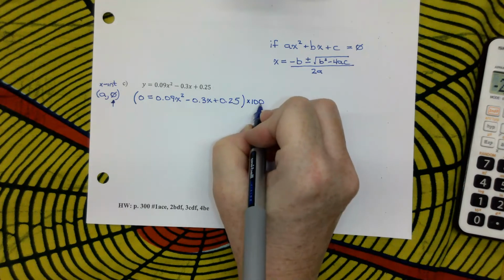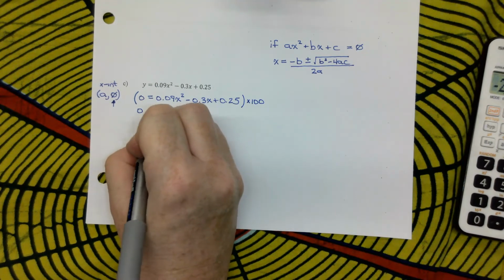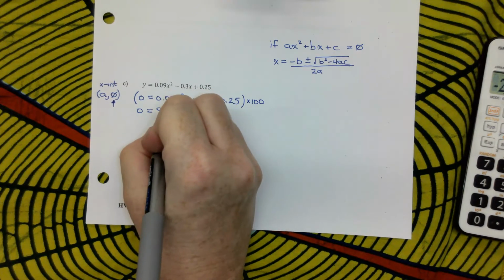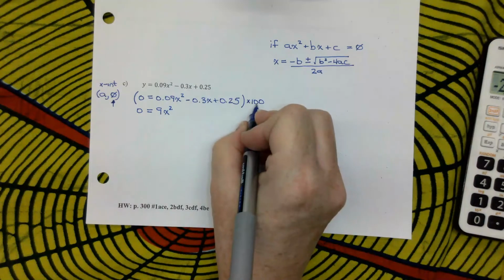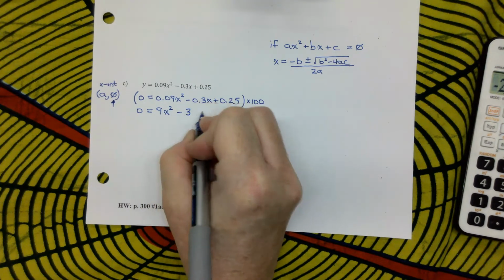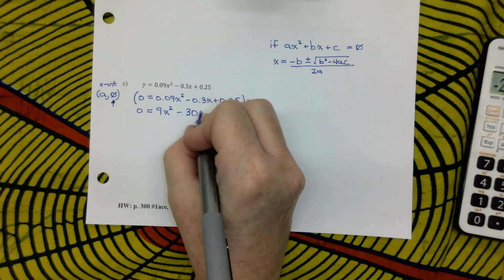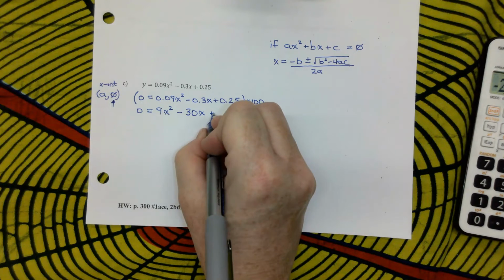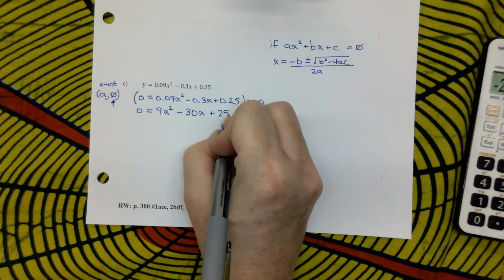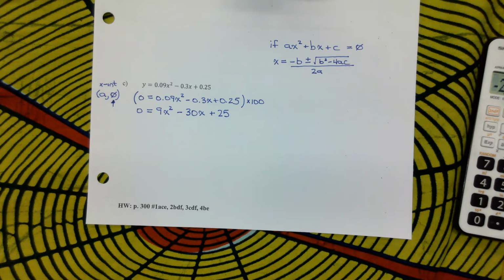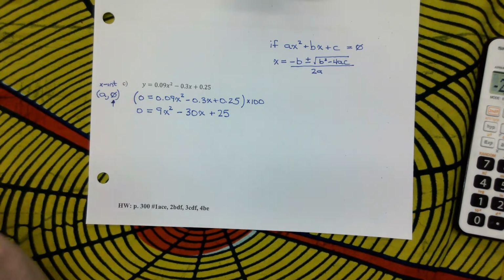So 100 times 0 is 0. 100 times 0.09 is 9. 100 times negative 0.3 is negative 30. And 100 times 0.25 is 25. Okay, and I've just gone ahead and done this because I find it easier to not work with decimals. We could have left it like that and we would have gotten the exact same answer.